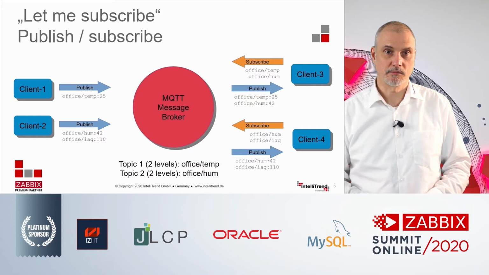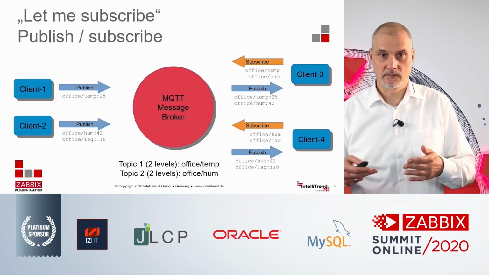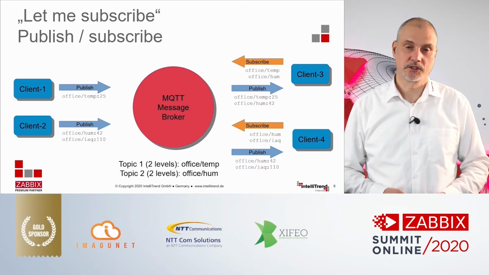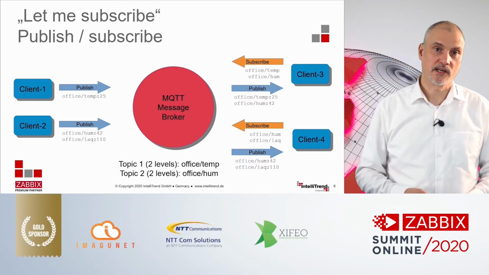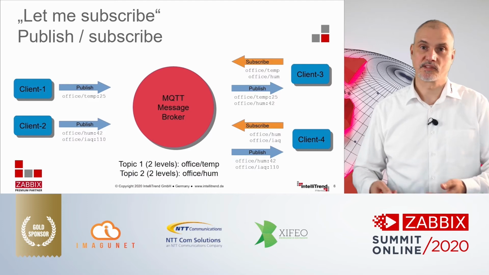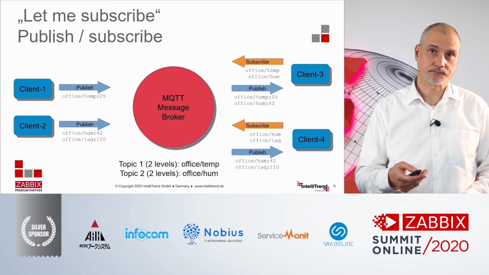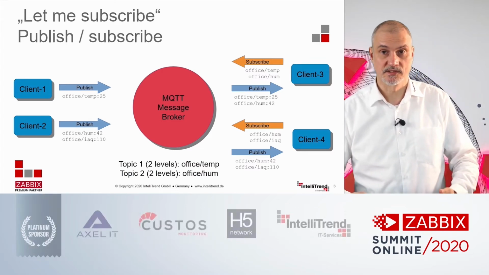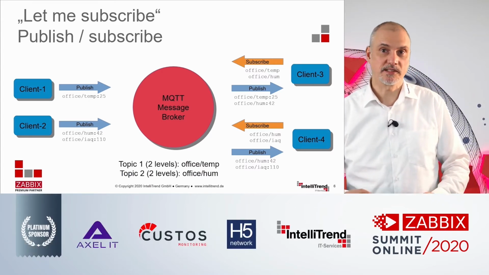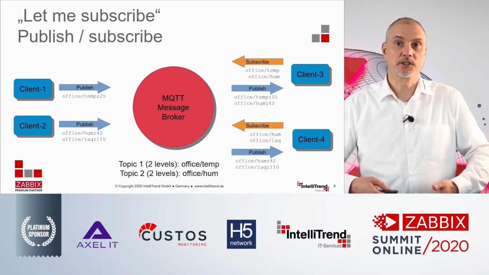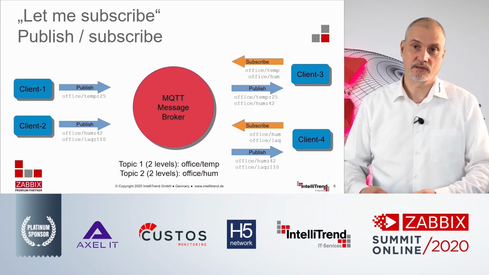And these, for example, would be a two-level topic. So we have two levels there, the level office and then the level temperature. And data is carried and addressed and sent to these topics. On the right-hand side, you see client number 3 and client number 4. These are our subscribers. So they tell the broker, hey, I'm interested in if something is published on that particular topic. That's what they do.